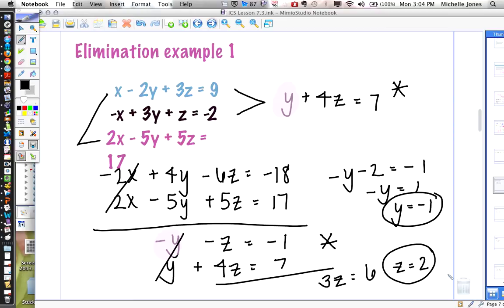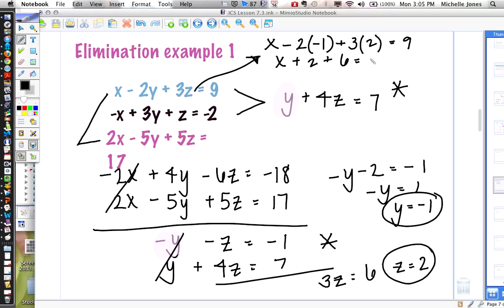And now that you have z and y, you can substitute it in to either the blue, black, or purple equation. It doesn't matter. So let's go ahead and sub it in to our blue equation. So we have x minus 2 times y, which we said was -1, plus 3 times z, which is 2, equals 9. So you get x plus 2 plus 6 equals 9, so that's 8. So x is going to equal 1. So our answer would be x, comma y, comma z.